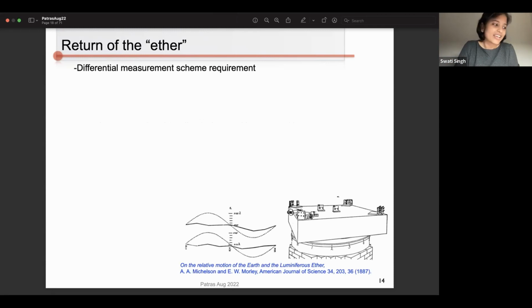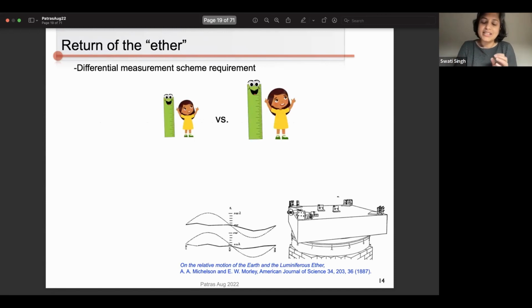And another thing I have found very useful is to remember that if there is a signal that's always there, then you have to think very carefully about a differential measurement scheme. What I mean is, suppose I'm getting bigger and smaller because of interaction with dark matter, and my ruler is also getting bigger and smaller because of interaction with dark matter, then how do you know that you got bigger or smaller because of interaction with dark matter?